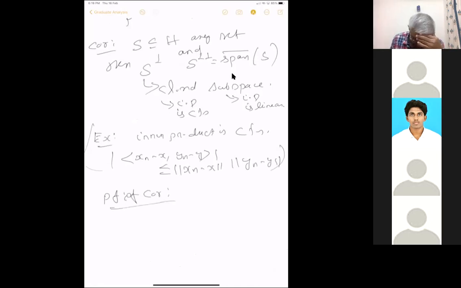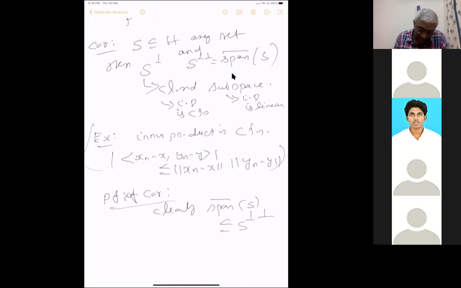So clearly, span closure of S is contained in S double perp. I mean, if S is orthogonal, then you take the span of that. This is also orthogonal to it. Then the closure. That's what we have said.